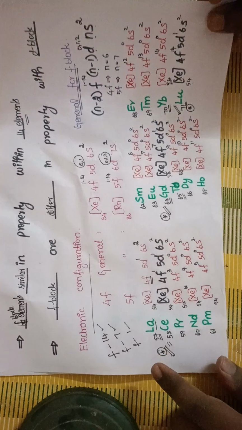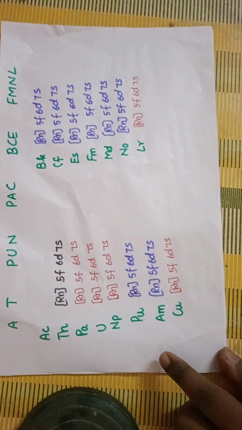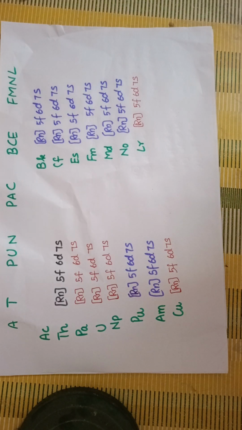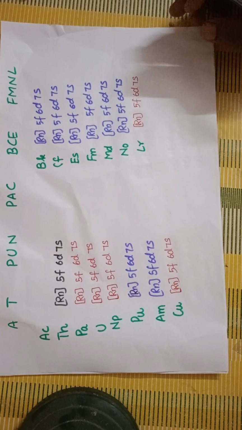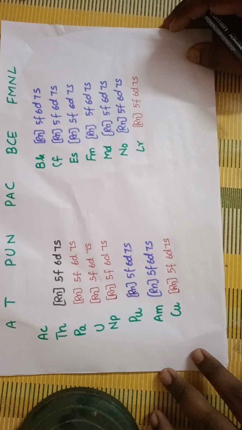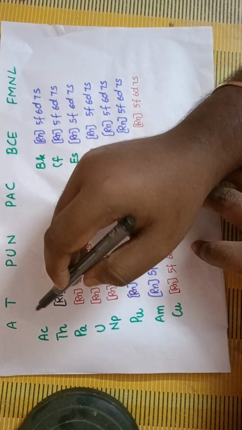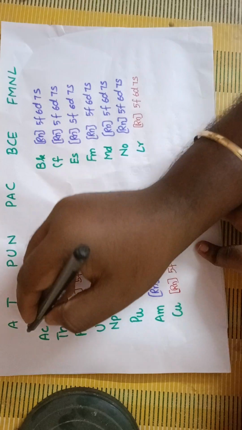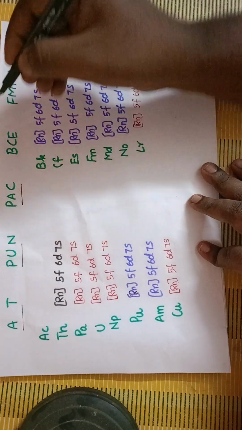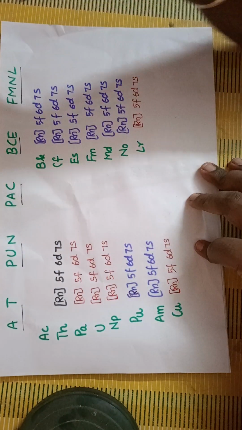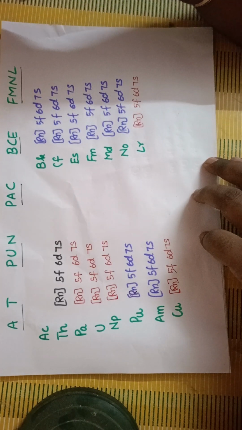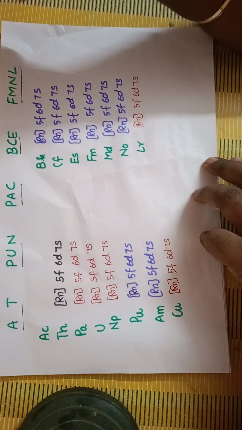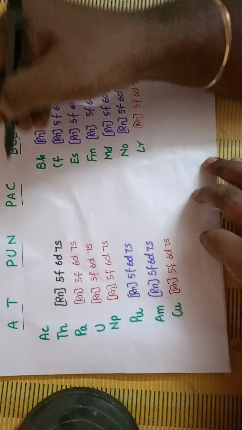Now we'll move to actinides. This is a very easy shortcut. At Pun Pack BCE. I used to remember it like this. If you have any other shortcut better than this, please go with that. At Pun Pack BCE.